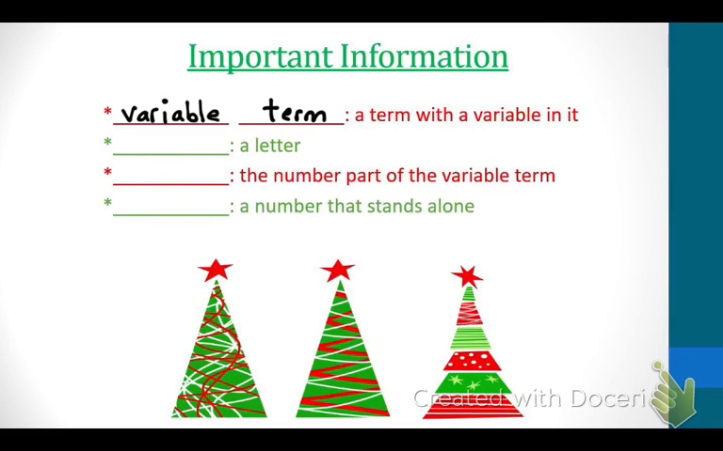Anybody who's going out of town for Christmas, what is another name for a letter? A variable. If you have already purchased a Christmas gift for somebody else, what is the number part of the variable term? A coefficient. Ooh, it sounds like you guys have done some shopping. If you have not purchased anything for anybody else, what is a number that stands alone? A constant. Whoa, sounds like more of you still have some serious shopping to do, okay? So, important information. Please make sure you know the answers to those specific words.